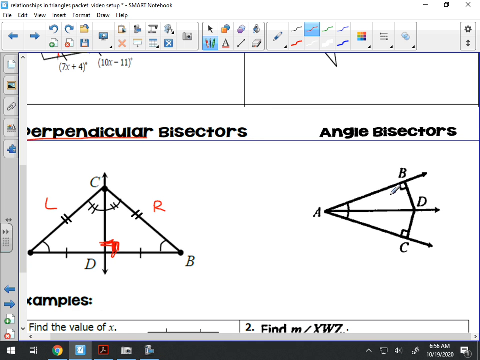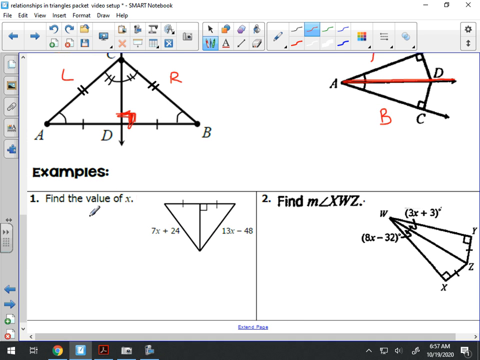If it's just an angle bisector, so I call this the top part and this is the bottom part, this is your angle bisector, so that means everything on the top is equal to its corresponding part on the bottom. So take a look at this. If this is my bisector, this piece right here corresponds to this piece over here. They are equal. That's your math. Set these equal to each other and find x.